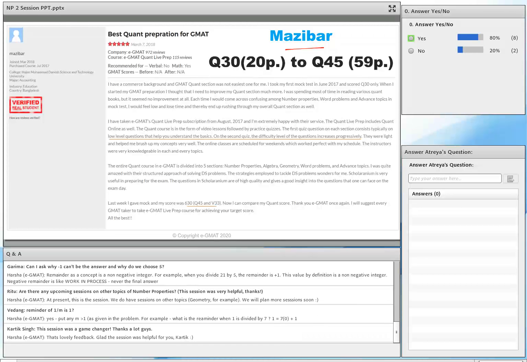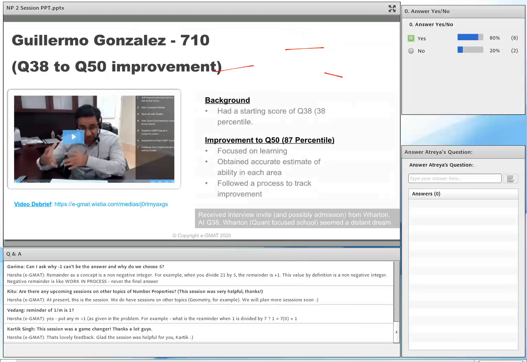This is something very similar to what we did in the session itself, right? So we used easy questions to make you get the concepts. Then we moved on to medium questions, then solved really difficult questions at the end. So this is something that you also can inculcate within your plan. From a Q30, he went on to score a Q45, which is really a great score, right?